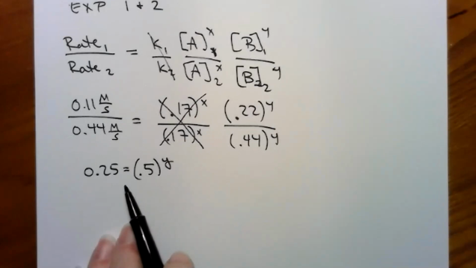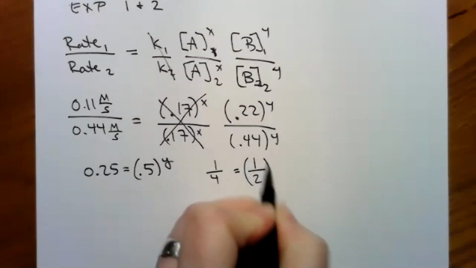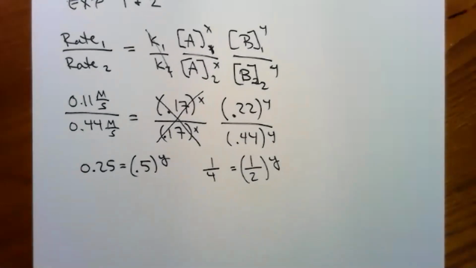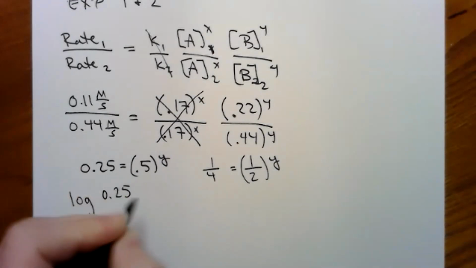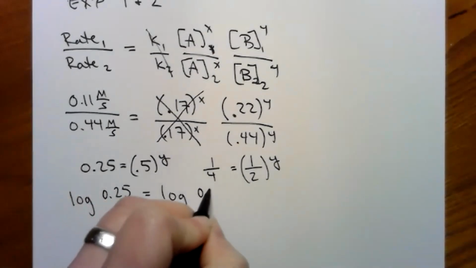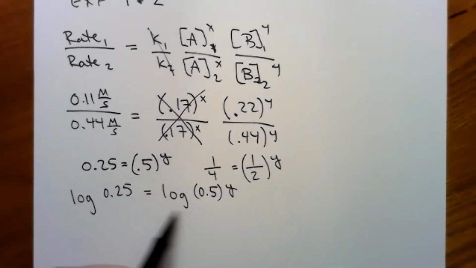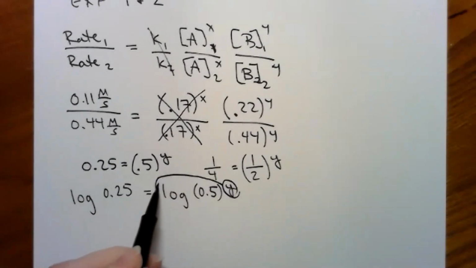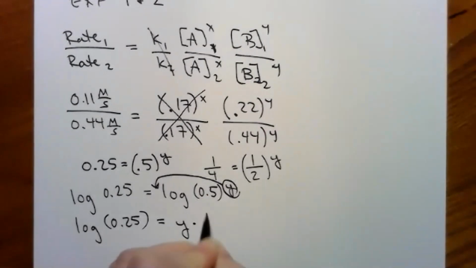Well, some of you might already know the answer from looking at it without solving, but you could also write it as 1/4 equals 1/2 to the y. That might make it easier for some of you to see as well. But really, you can solve it with logarithms or natural logs. It doesn't matter. The log of 0.25 is equal to the log of 0.5 raised to the y. Why would you do that? Because logarithm rules say an exponent can be pulled out front as a coefficient. So this is really the log of 0.25 equals y times the log of 0.5.